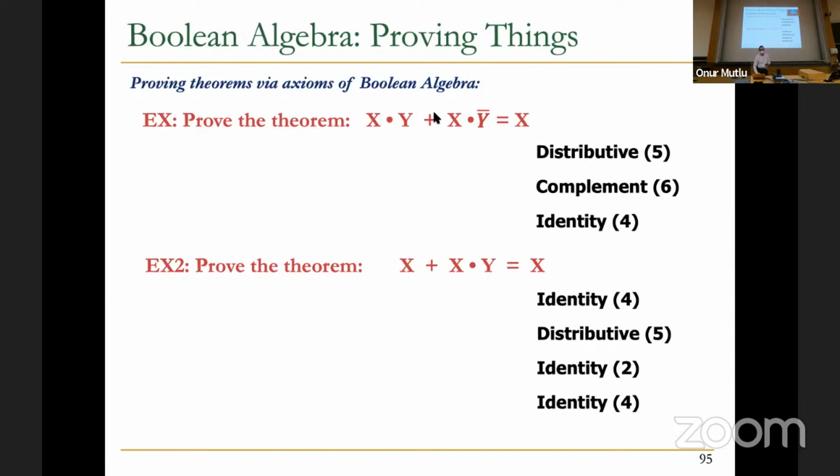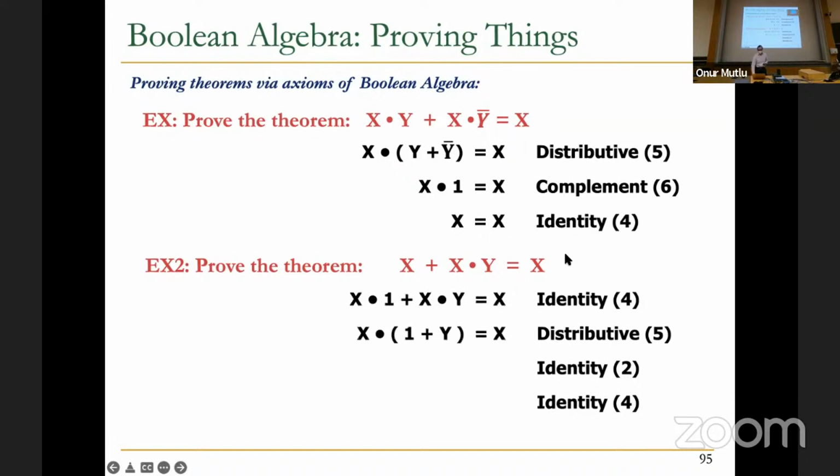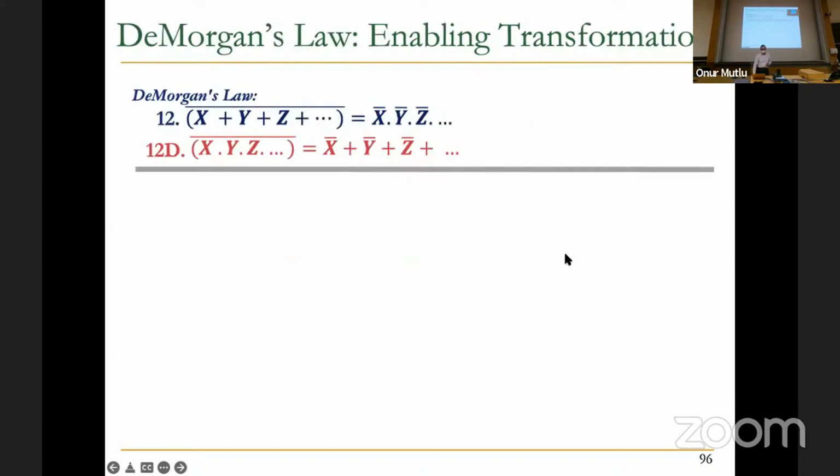X and y or x and y bar is equal to x. Let's prove it. Basically distribute x over y and y bar, and then this is 1 clearly. Based on the identity law, x equals x. So without knowing what the right-hand side is, you can actually derive the right-hand side. You can also do it over here, which I'm not going to do.